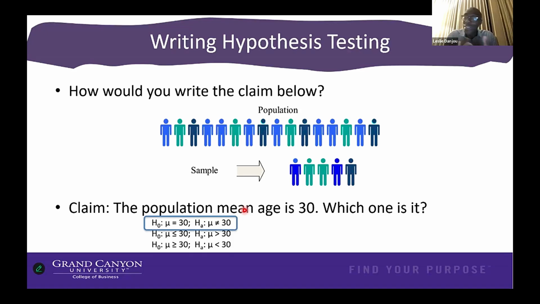Because it is. You did not hear anything less than, which would be this guy. You did not hear anything greater than, which would have been this guy. You heard is or is different. It will represent a two-tailed test. With that said, we are ready to actually put this into practice by going into the homework.